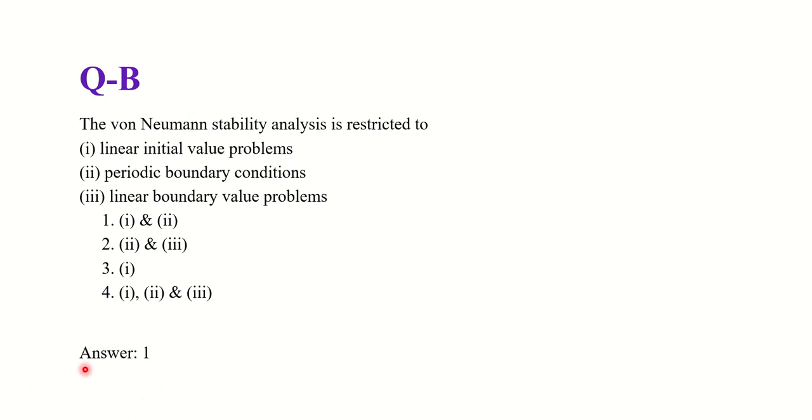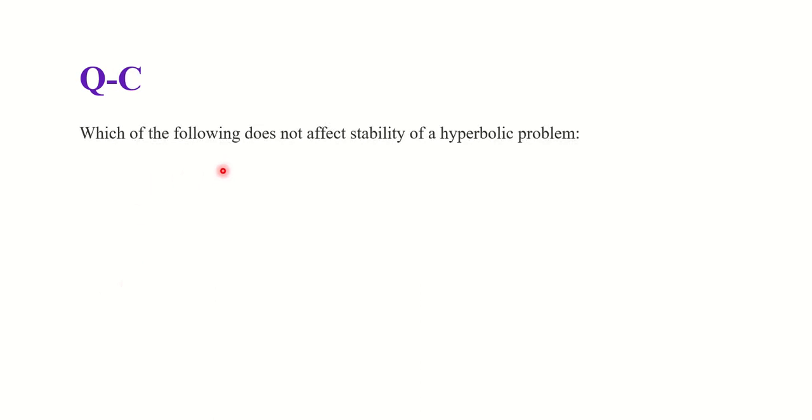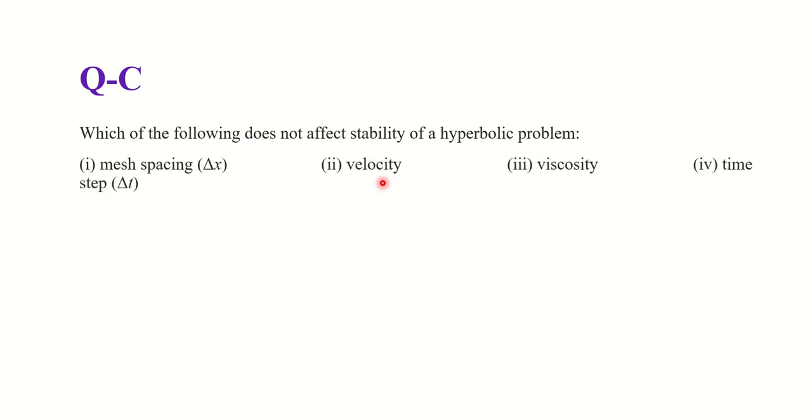Okay, the answer to this is 1 and 2, that is option 1. We'll move on to question C. In question C, it is given: which of the following does not affect the stability of a hyperbolic problem? The first one is mesh spacing delta x, second is velocity, third is viscosity, fourth is time step delta t.